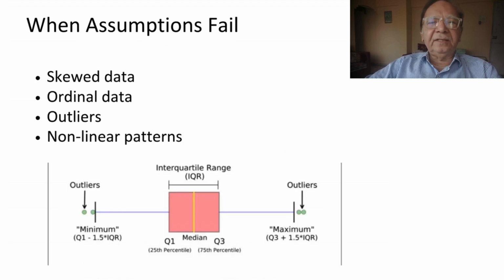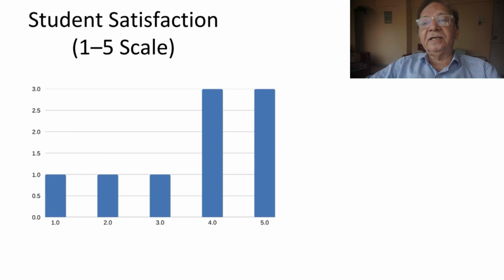You may find that your data is skewed either to the left or to the right. You may have outliers, extreme values that distort the analysis, or your data may not even be numerical in a true sense. It could be ordinal, like rankings or Likert scale responses. In such situations, applying parametric tests can lead to misleading or incorrect conclusions.